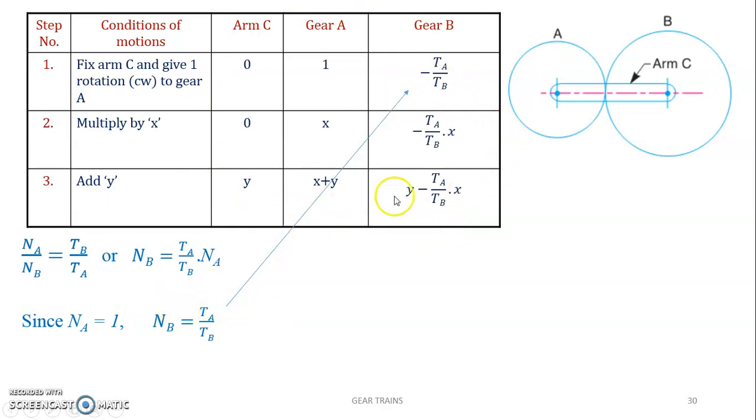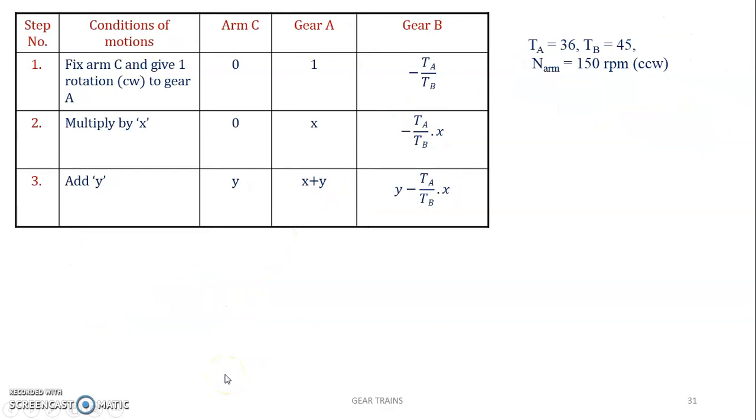Because it's the velocity ratio, once that is done, the same thing will come here. This is the given data, and now I can solve. The first part says: when the arm rotates at 150 rpm counterclockwise and gear A is fixed, what is the speed of B?